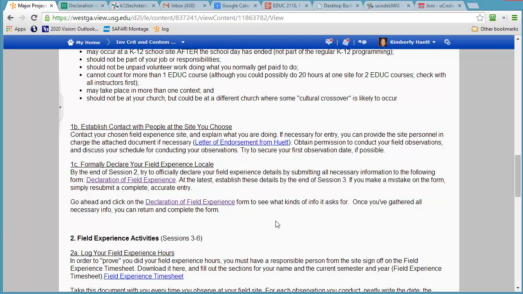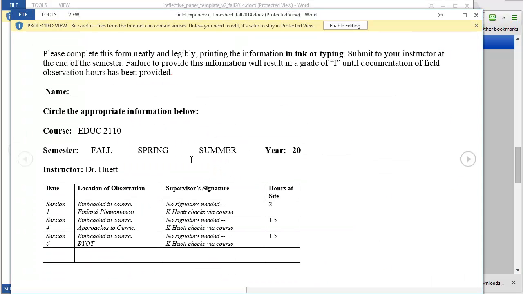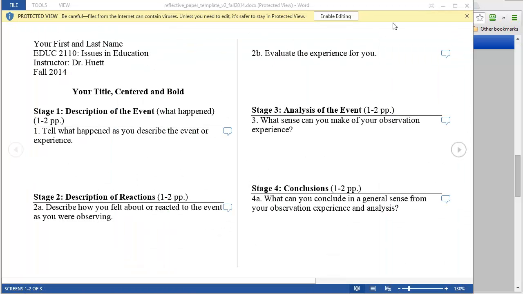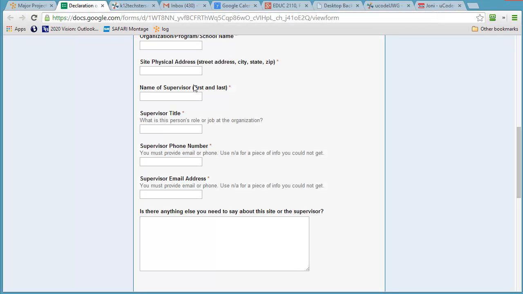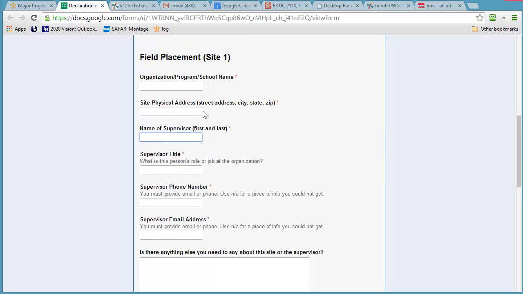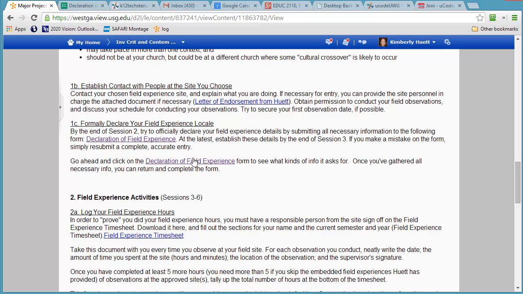So that also when you fill in your timesheet, which is this next item, it actually makes sense, because on the timesheet I don't ask that you provide all of this information. On the timesheet you just provide location of the observation and the supervisor's signature. It hooks into the Declaration of Field Experience so that when I see that supervisor name, I've got all this other information as well. And you don't have to fill it out on that timesheet every time. So please get this Declaration of Field Experience done by the end of session 2.